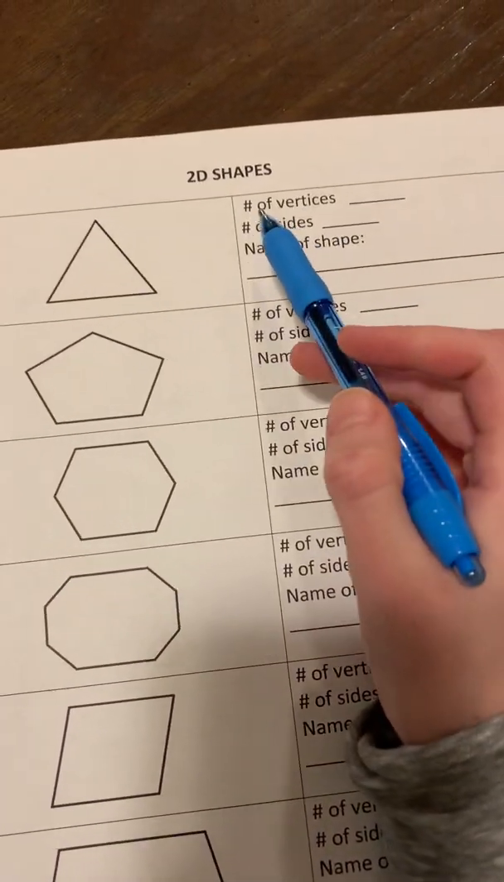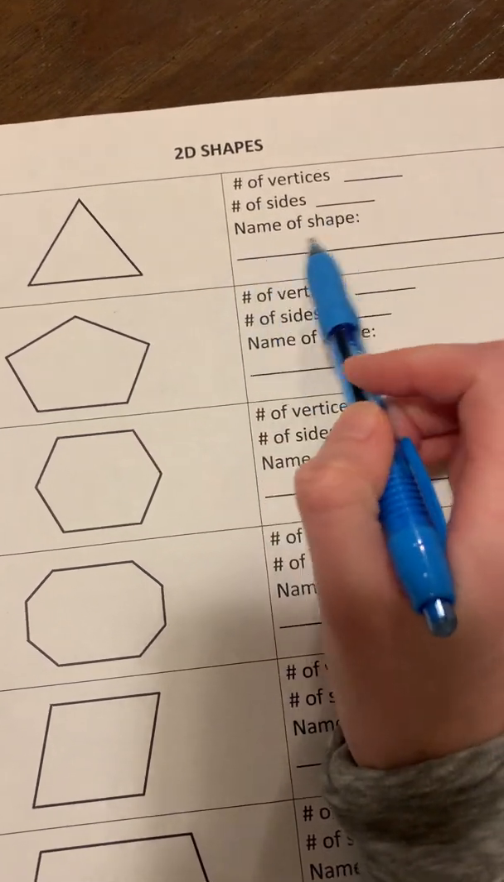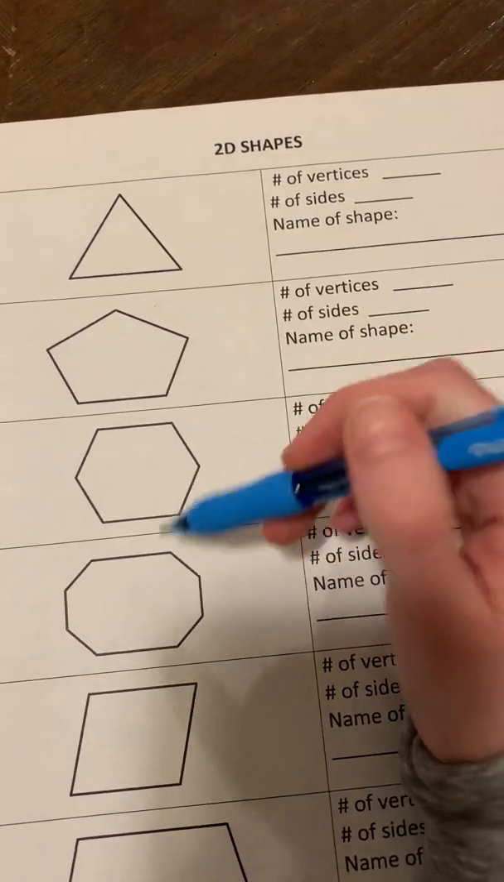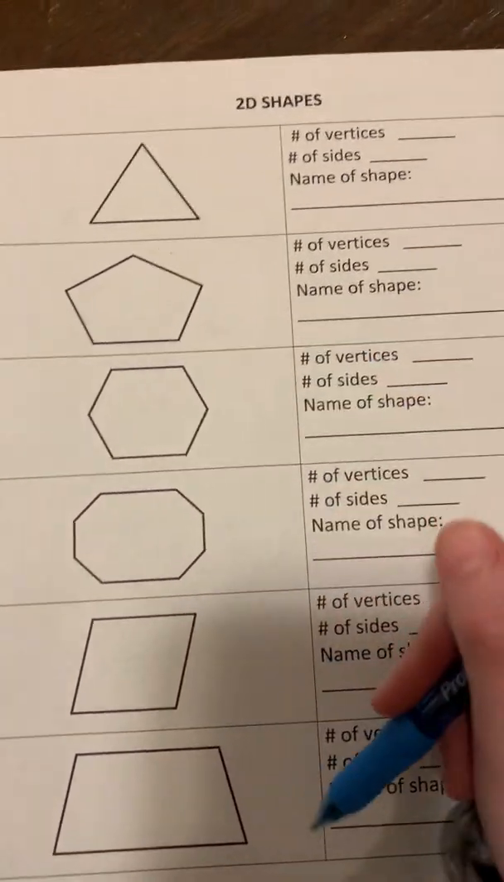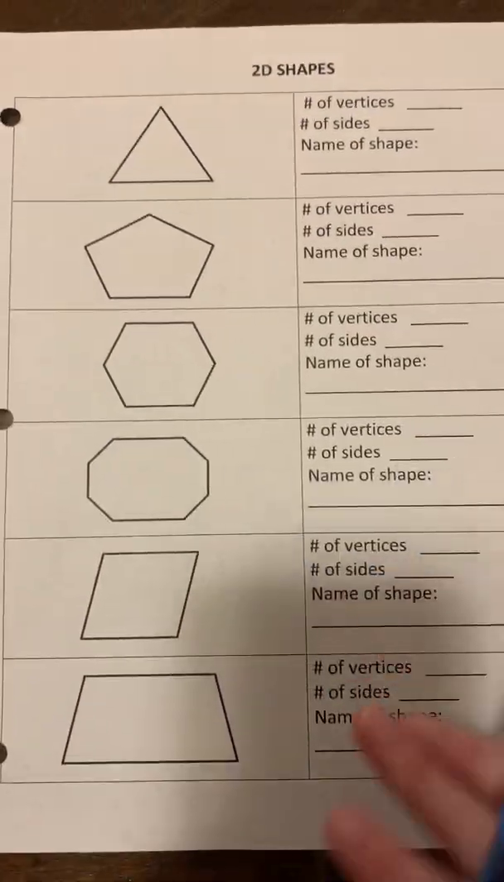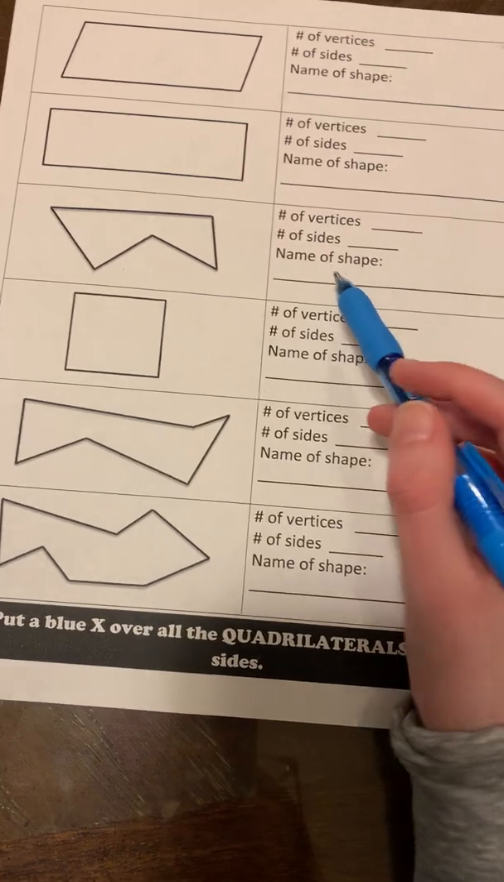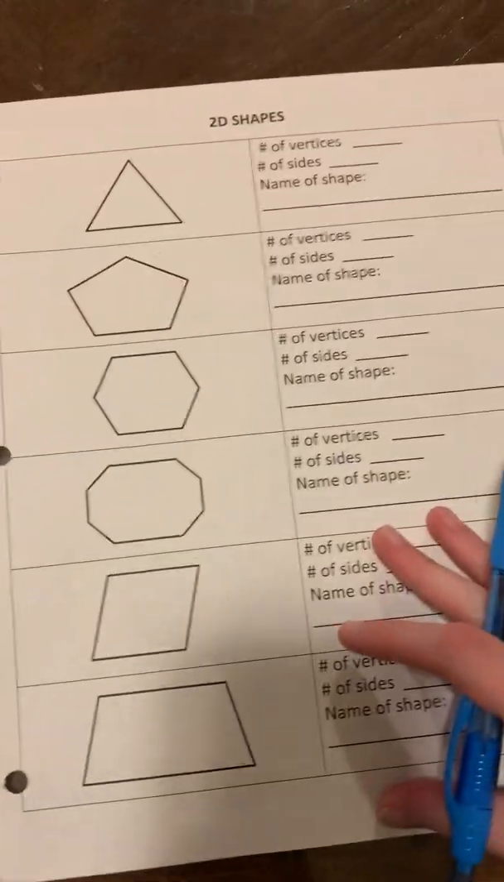And today we're going to do the number of vertices, or corners, the number of sides, and the name of the shape. And you don't need to do the name of the shape for most of these. I'm gonna help you with the names of the shapes. We're gonna go through this whole page. And on the back side, these are the ones that you need to do. You need to come up with some kind of silly name for some of these shapes.